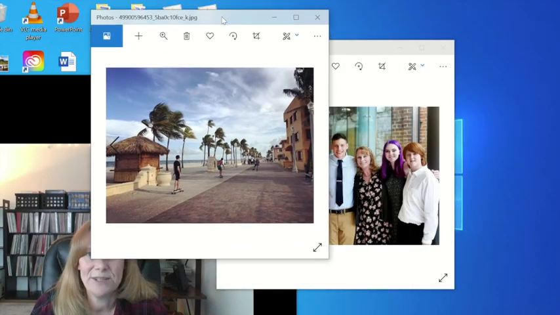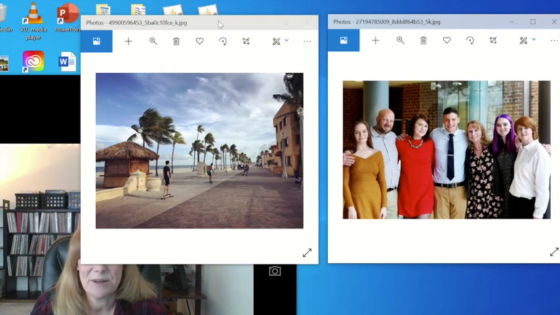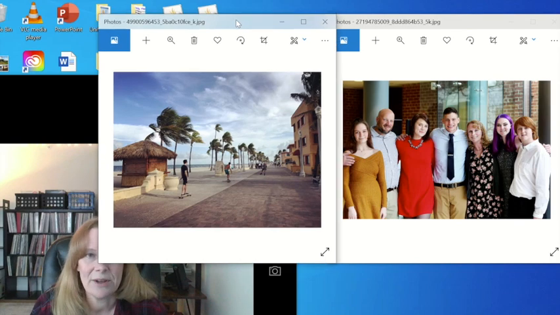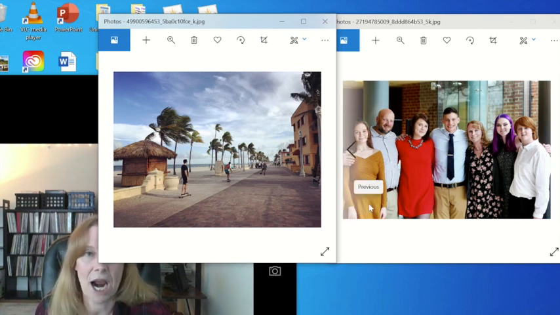Miss Breen has two different pictures here. One is a picture of her family, and the other is a picture of her favorite beach. Now, each of these photos has a different length and width, and we're going to talk a little bit about what that means in photography.